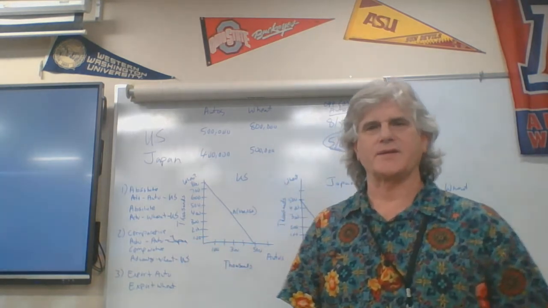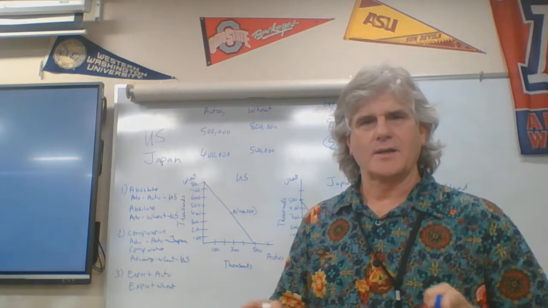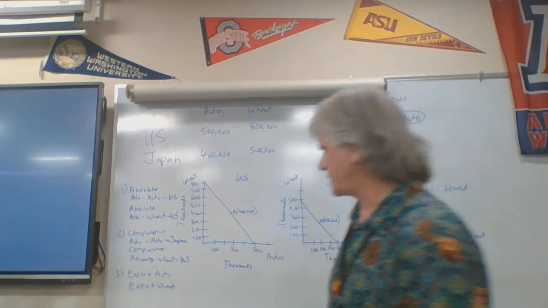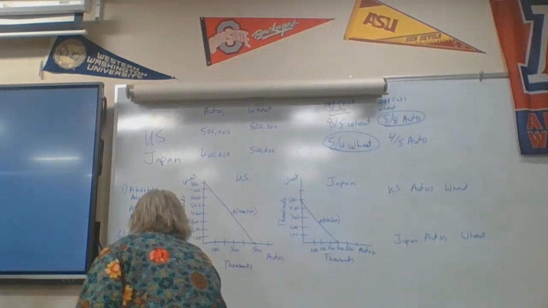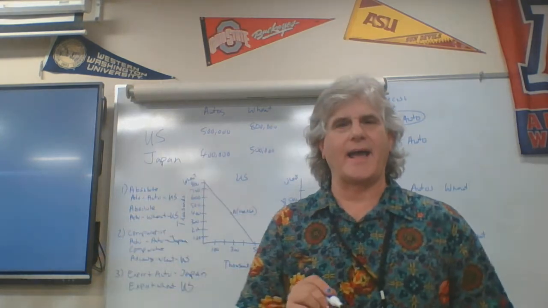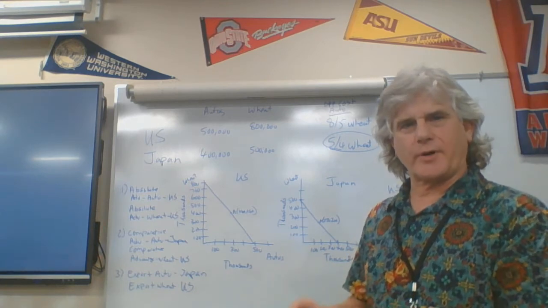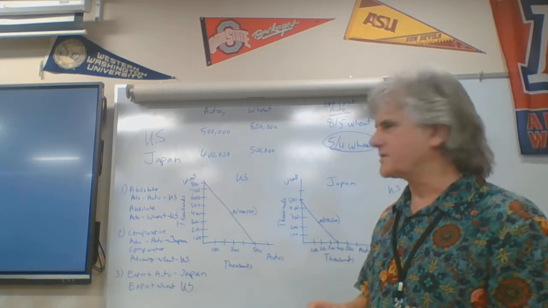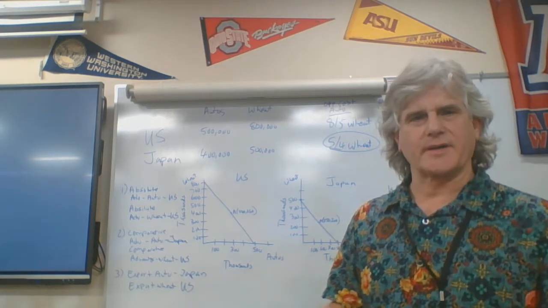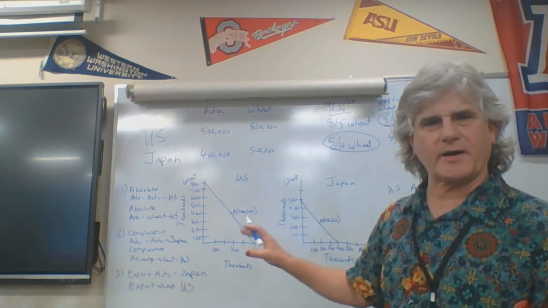So we try to make this easy when we're doing a trade, that they're going to make everything that they're good at. So the United States is going to make all wheat and export wheat. Japan is going to export autos. So the US is going to make wheat and export it and then import autos. Japan is going to make autos, export the autos, and import wheat. So here we've got the absolute advantage, we've got the comparative advantage.